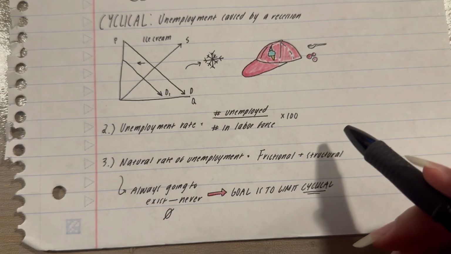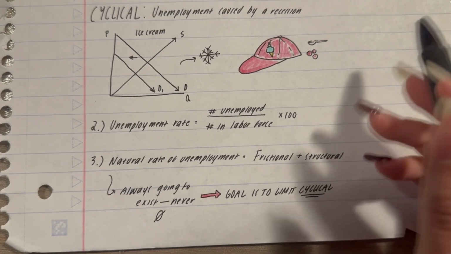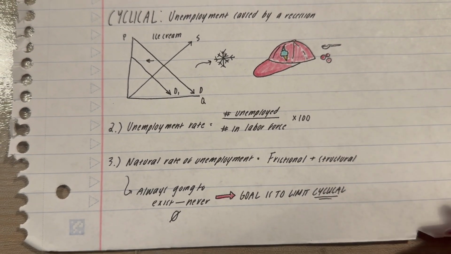So in order to calculate the unemployment rate, you just have to take the number of people unemployed over the number of people in the labor force and then multiply that by 100.